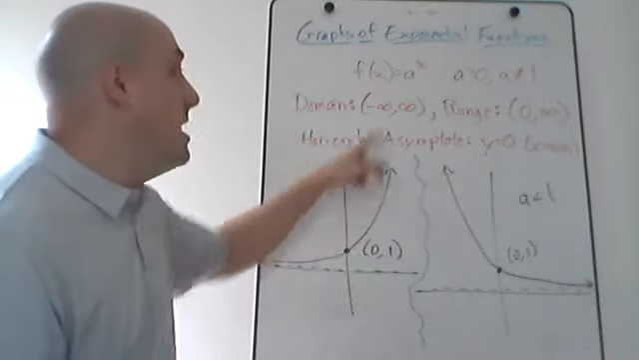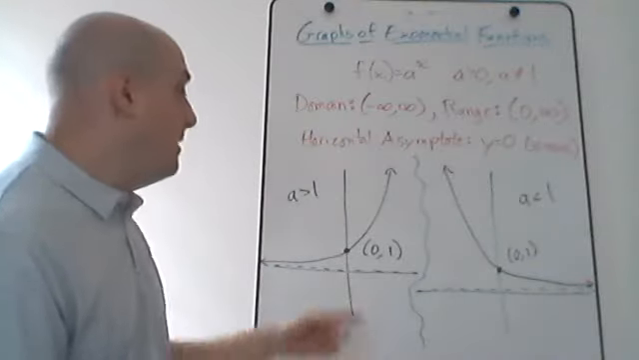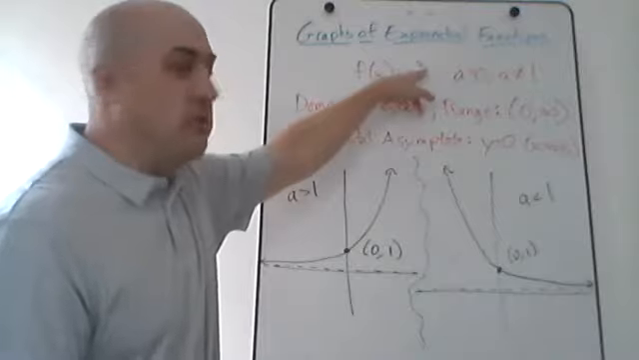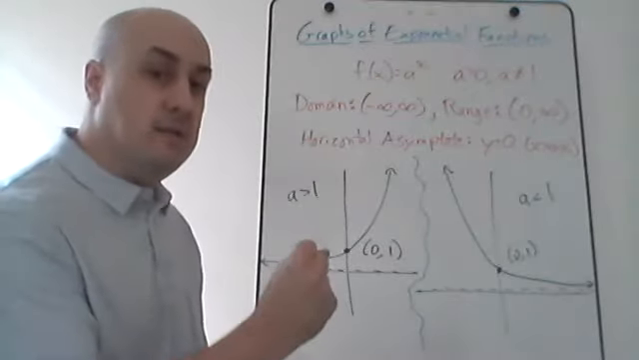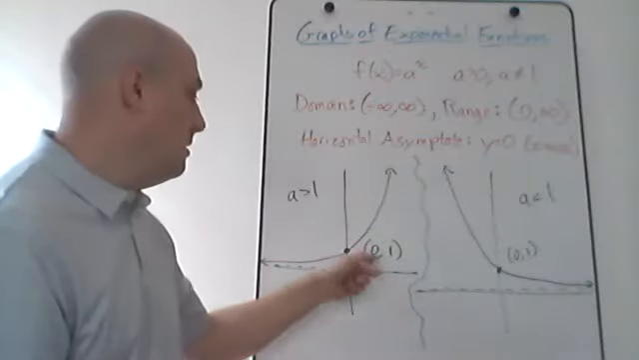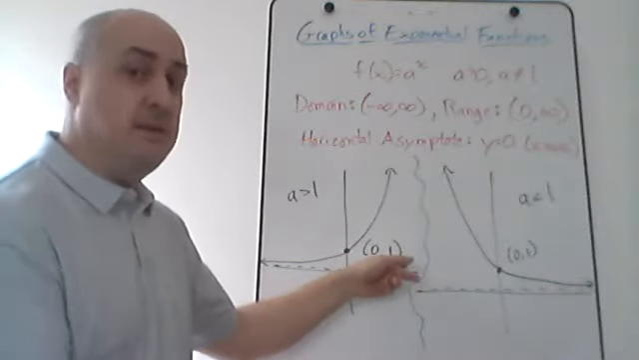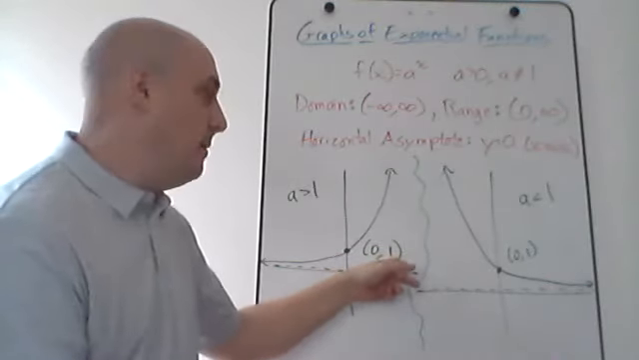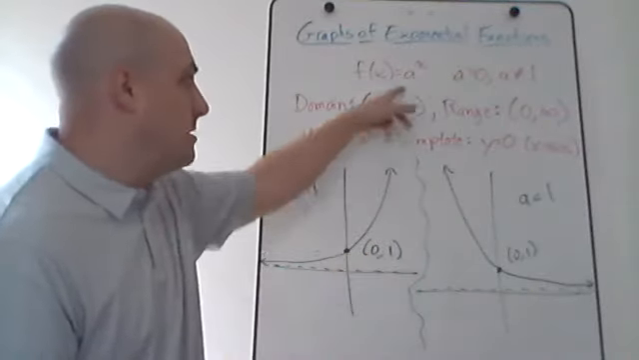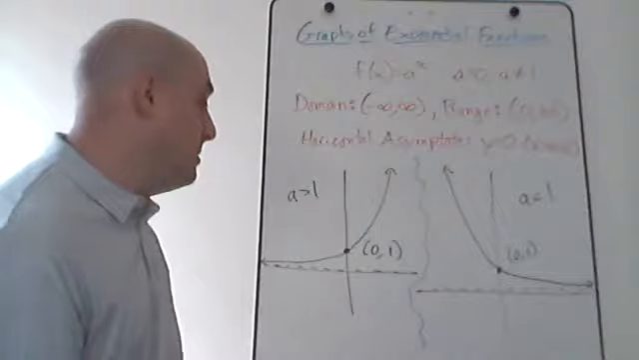Now again, that can change if we do transformations to the graph, but if you think about it, if I just have a number raised to the x power, if I plug in x equals 0, then I have a number raised to the 0 power, and anything raised to the 0 power other than 0 equals 1. Right? 3 to the 0 power equals 1. 5 to the 0 power equals 1. Right? So my y-intercept is always going to be 1.